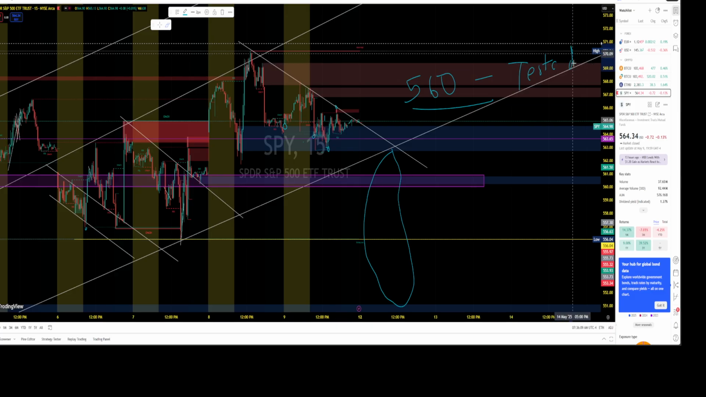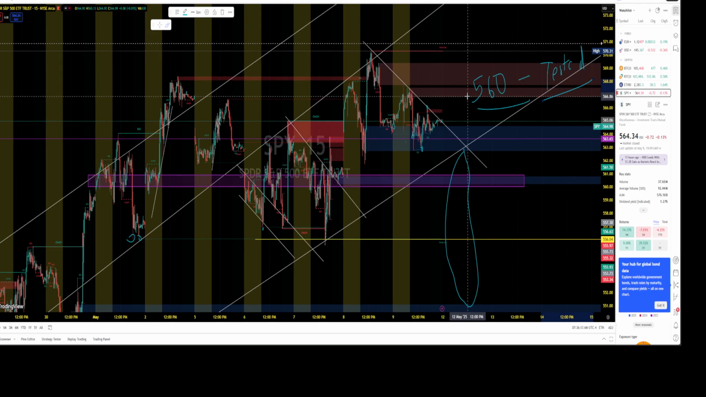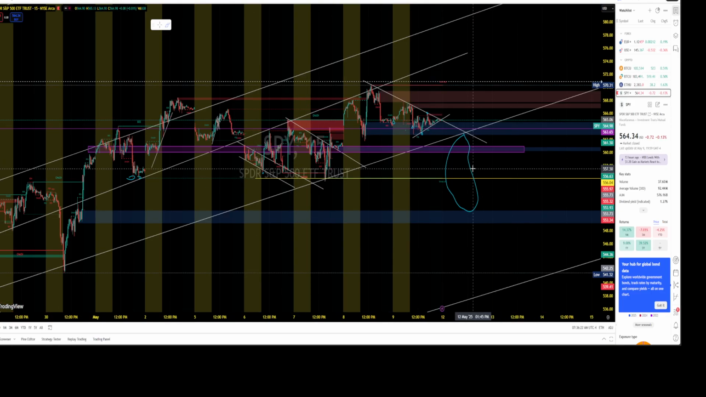If 560 will not be tested, then do not buy any calls. If 560 is tested and the market tries to go up, if it is holding that support, then there is a good chance that the market will see a new high.